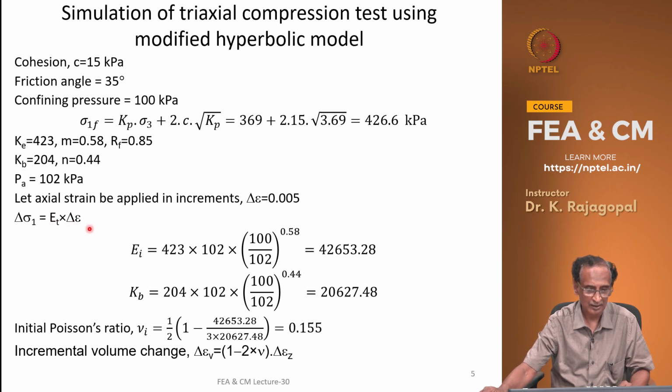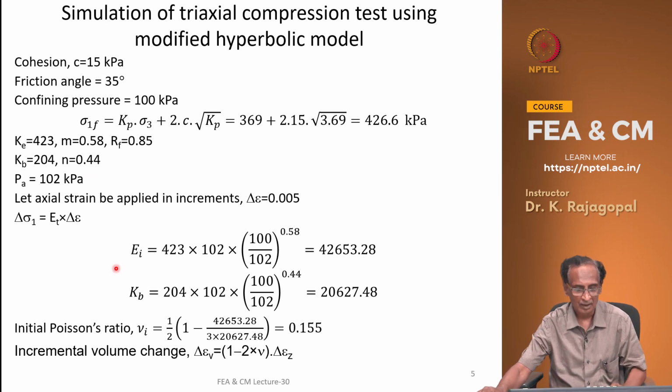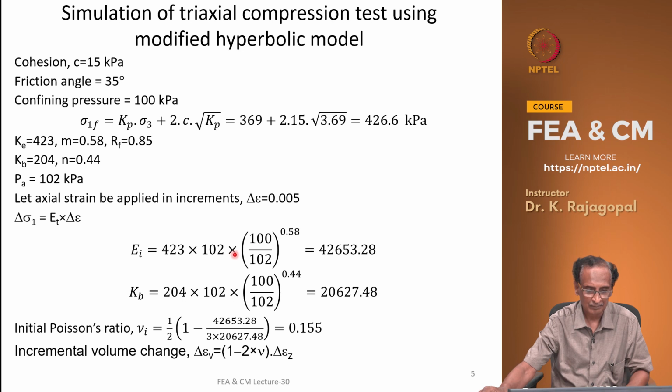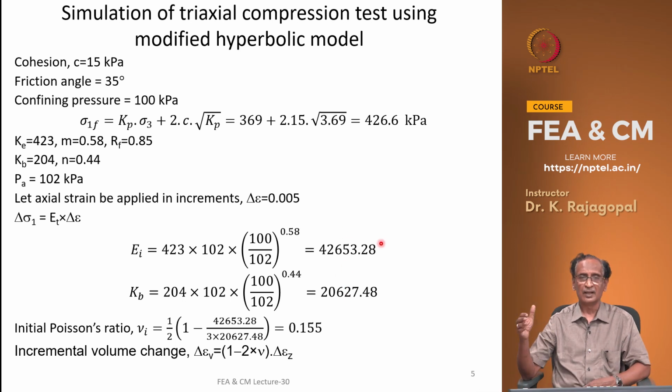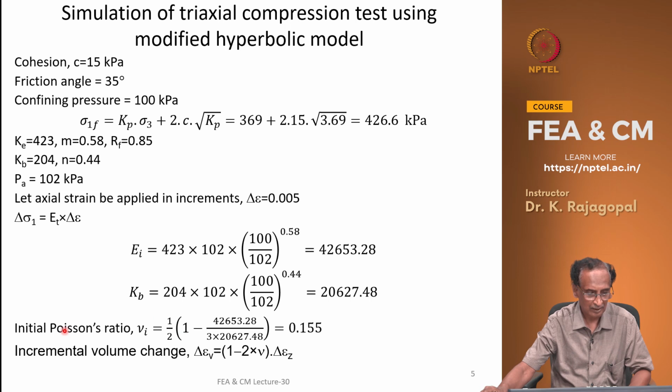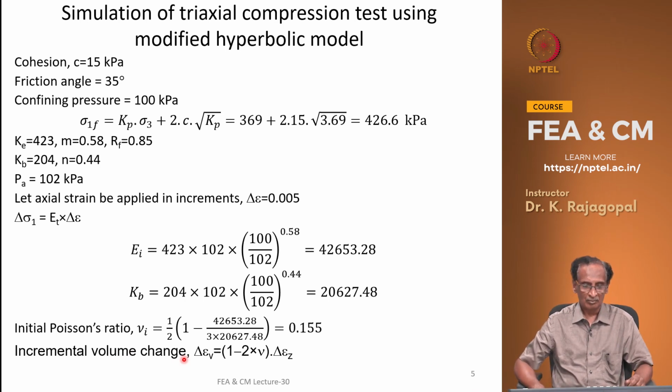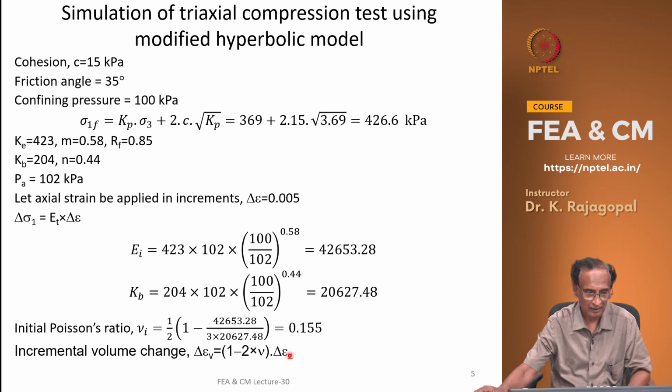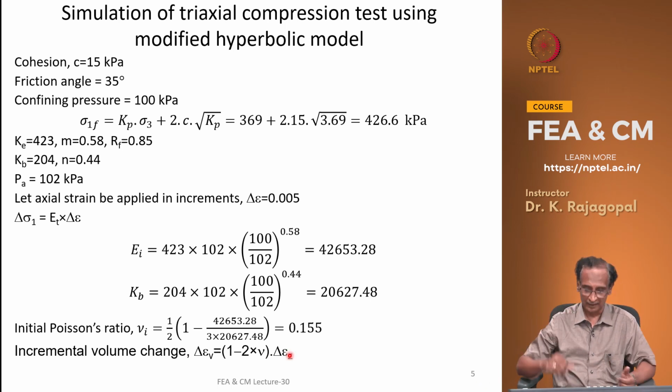Et is the tangent Young's modulus multiplied by the strain increment, and our initial modulus is Ke times Pa times sigma 3 by Pa to the power m, okay, that is 42,653, and the Kb is this, and this E is going to change during the analysis because of our shear stresses, whereas the bulk modulus is going to remain constant, and the initial Poisson's ratio nu I is 1/2 (1 minus EI by 3 Kb), and that is 0.155, and the incremental volume change at any stage is (1 minus 2 nu) times delta epsilon z, where delta epsilon z is the axial strain.